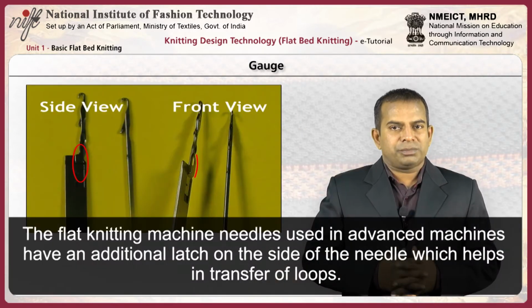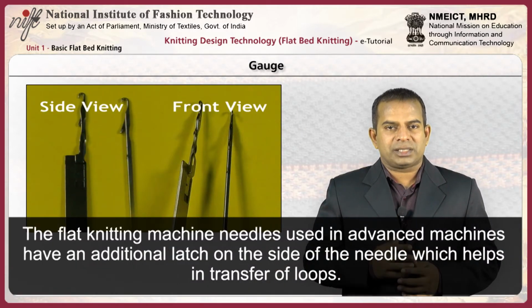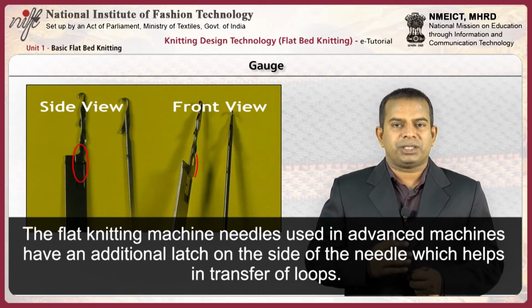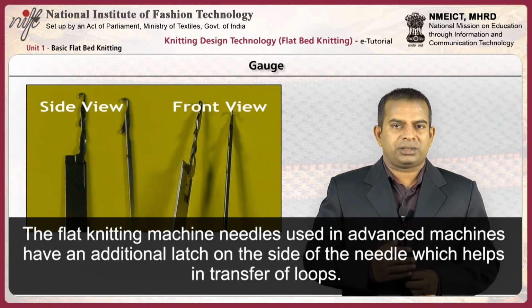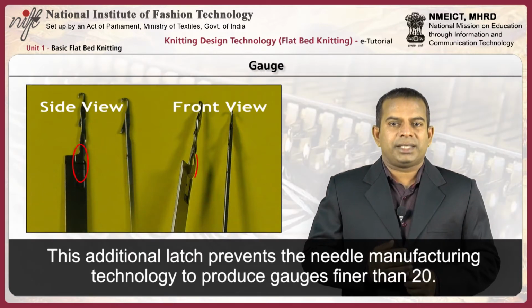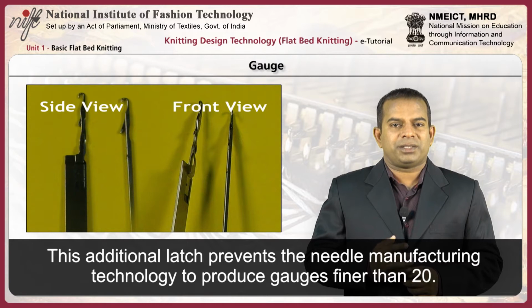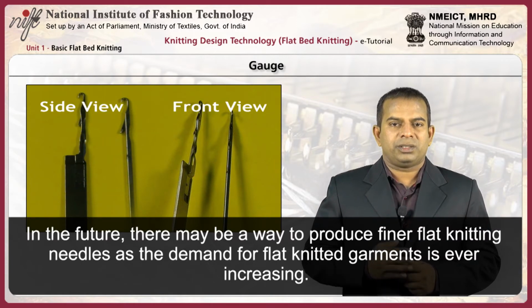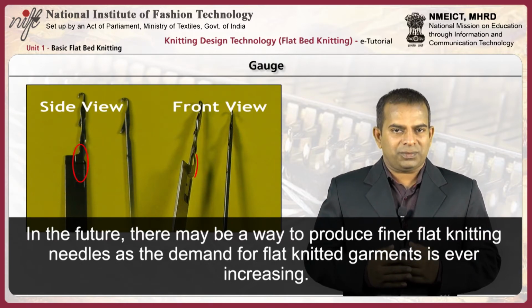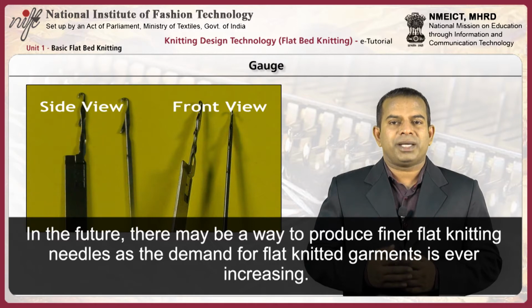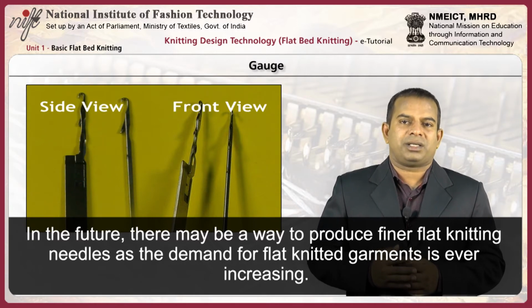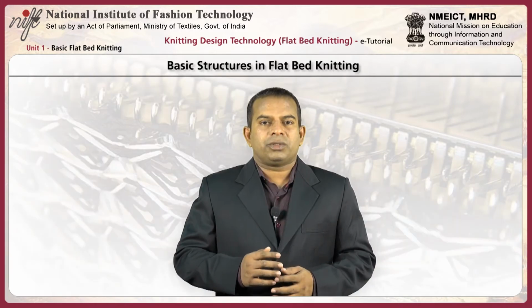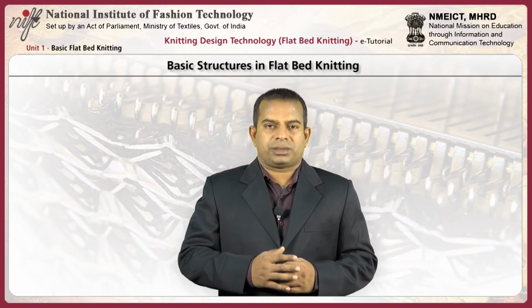The flat knitting machine needles used in advanced knitting machines have an additional latch on the side of the needle, which helps in transfer of loops. This additional latch prevents needle manufacturers from producing gauges finer than 20. In future, there may be a way to produce finer flat knitting needles as the demand for flat knitted garments is ever increasing. Let's look at the basic stitches in knitting.